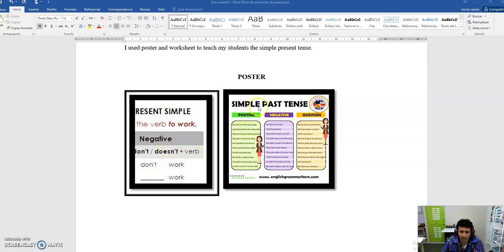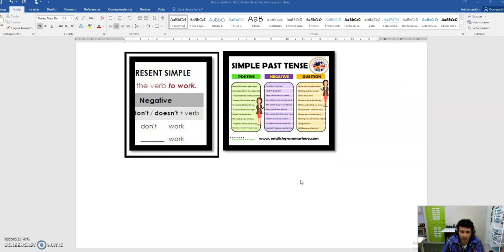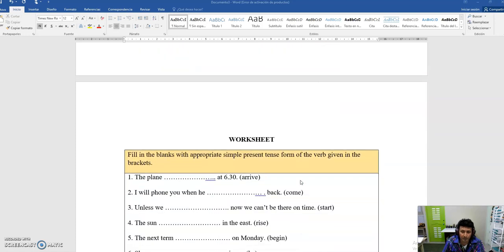And simple past tense, this is another poster to make questions, in positive form, negative form, and question. This is the website where I downloaded this material, this information.